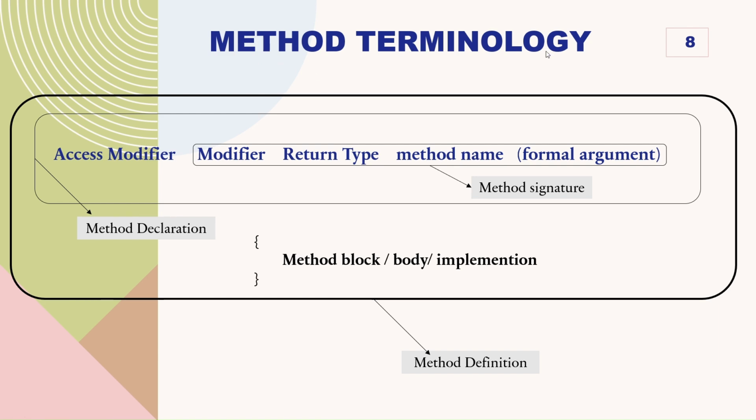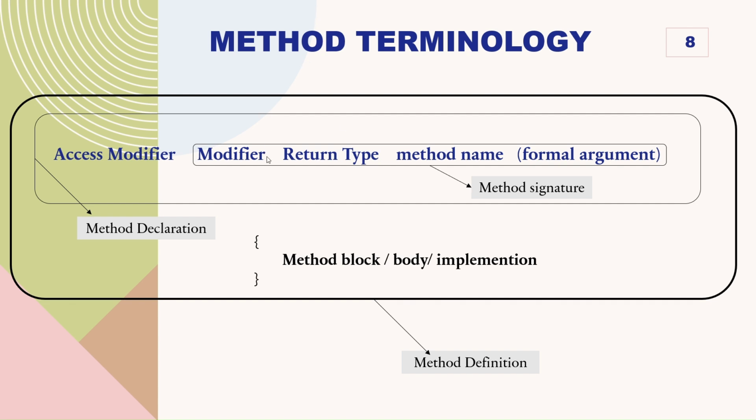That is method terminology: access modifier, return type, method name, and formal argument. So how do we understand what type of method we have to write? Suppose you have a modifier, return type, method name, and formal argument, that is considered a method signature. It means what type of modifier you give there. If you write static, it is considered a static type of method. If you write default, it is considered a default or non-static method. If you write private here, it is considered a private method. We cannot inherit it outside the class.